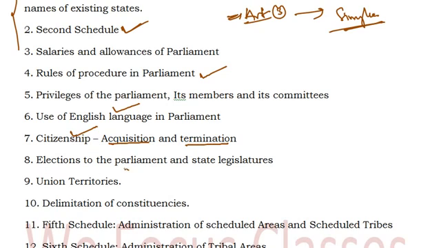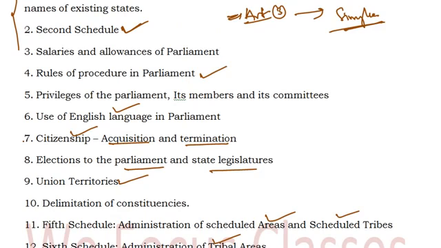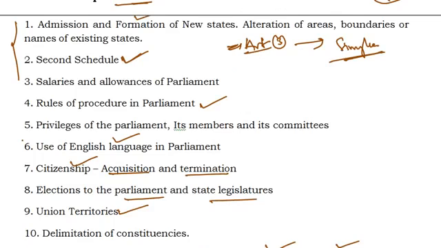Election to the parliament and state legislatures: if the government wants to go for an amendment regarding elections, a simple majority is enough. Regarding union territories, a simple majority is enough. Regarding the 5th and 6th schedules, the 5th schedule talks about scheduled areas and scheduled tribes, and the 6th schedule talks about tribal areas. Regarding all these things, if the parliament wants to amend, a simple majority is enough.